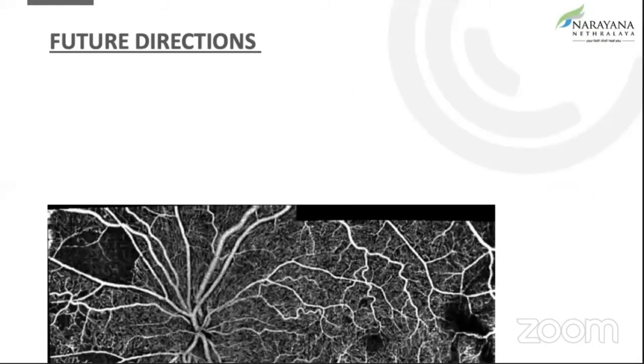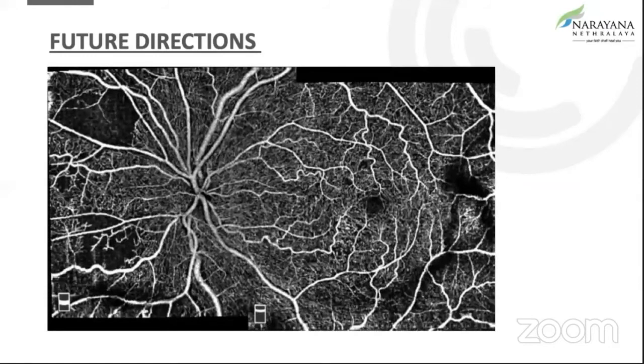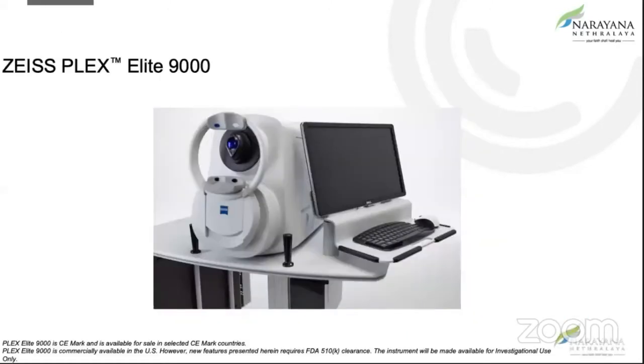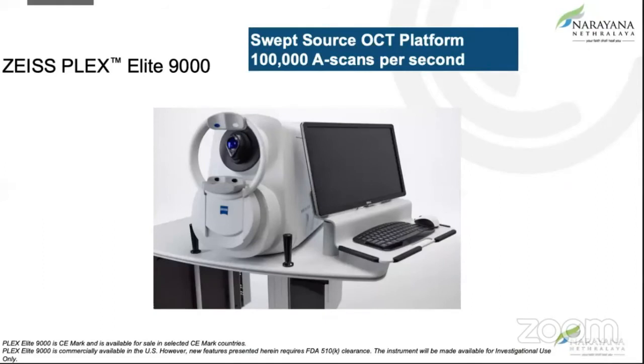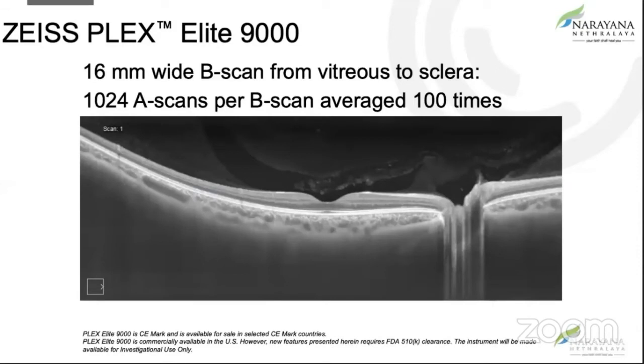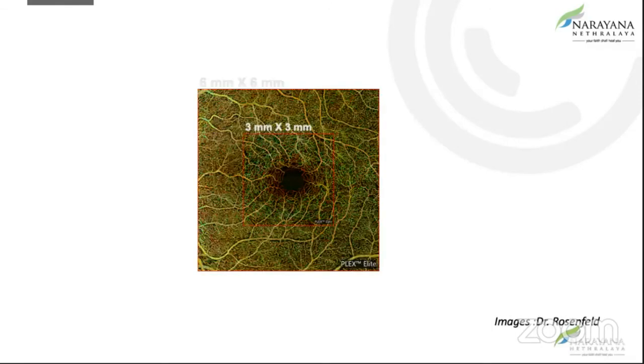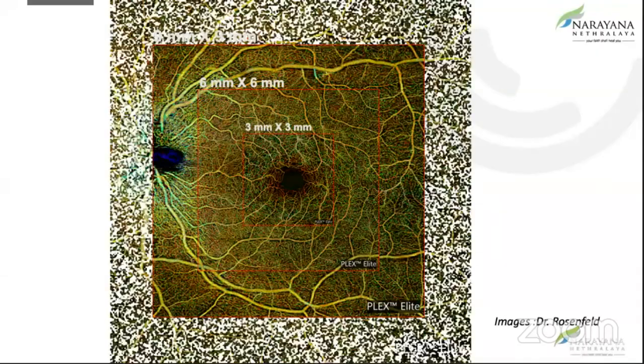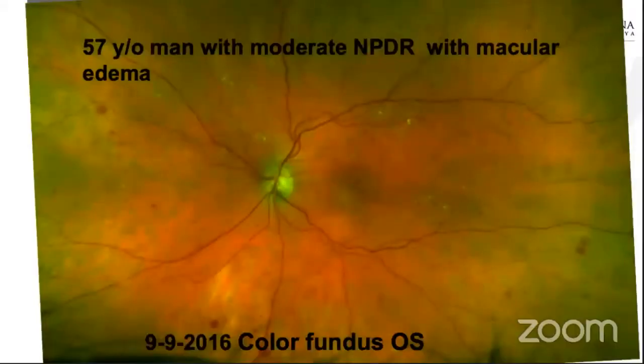So coming to future directions, yes, like I mentioned before, the field of view is rather small, so montage will help, and a larger scan area would be required. And this is one of the devices that has good scan and gives good montages as well. This is a swept-source OCTA platform, where you can also see vitreous to sclera, very, very good resolution in the B scans. And 3 by 3, 6 by 6, 8 by 8, what we were seeing has now gone on to 12 by 12 scans. And once these are montaged, we're able to see very good images.